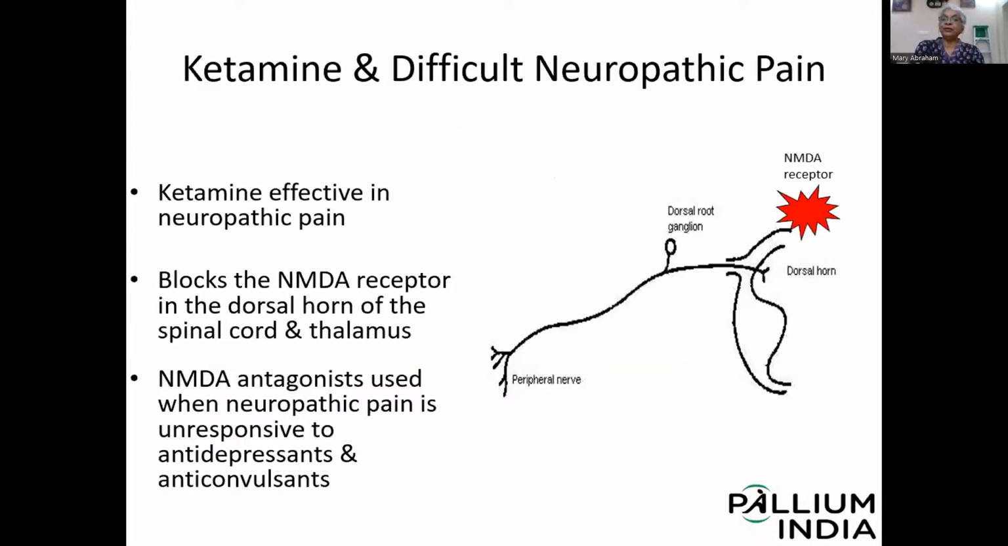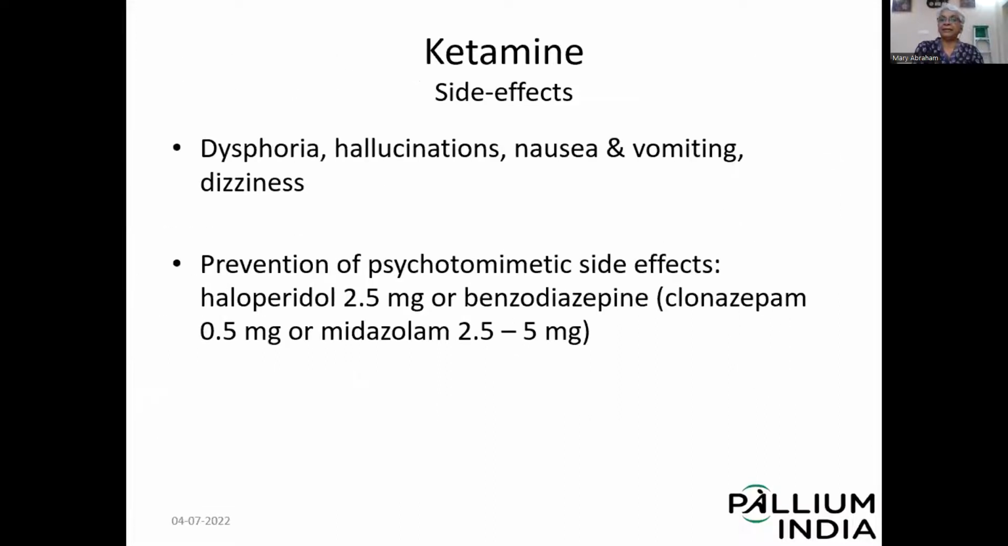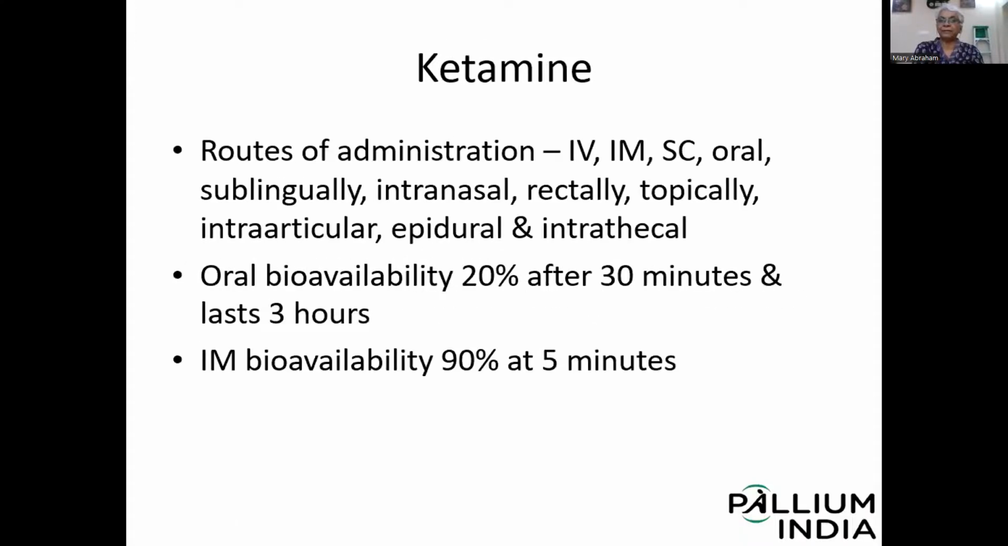What are the other drugs used in neuropathic pain? Ketamine. Ketamine can be used because it is an NMDA receptor blocker, and these receptors are at the dorsal horn of the spinal cord. NMDA receptors can also be present in the thalamus. So these NMDA antagonists are used when neuropathic pain is unresponsive to the antidepressants and the anticonvulsants. Ketamine is an example of an NMDA antagonist, but the side effects are dysphoria, hallucinations, nausea, vomiting, and you can prevent them by giving drugs like haloperidol and benzodiazepine.